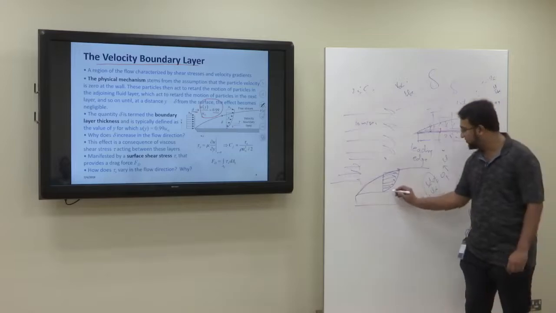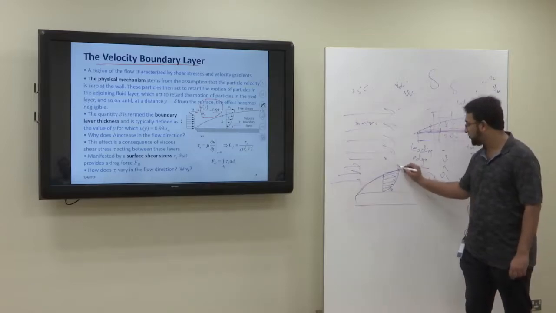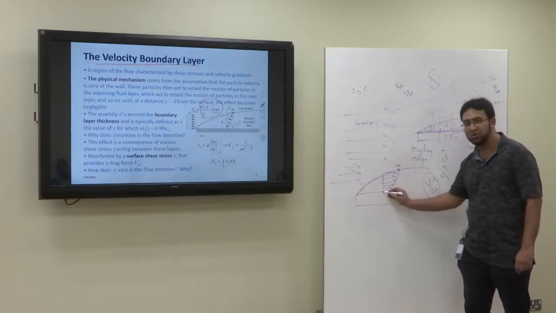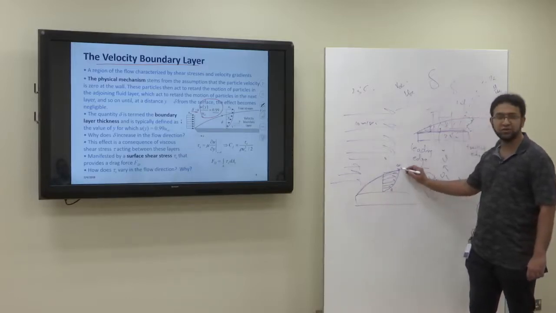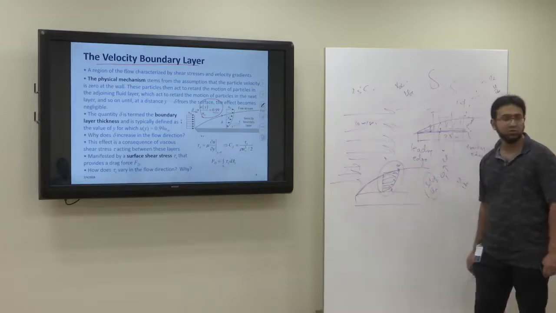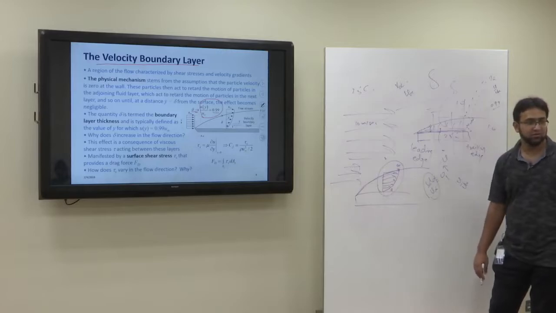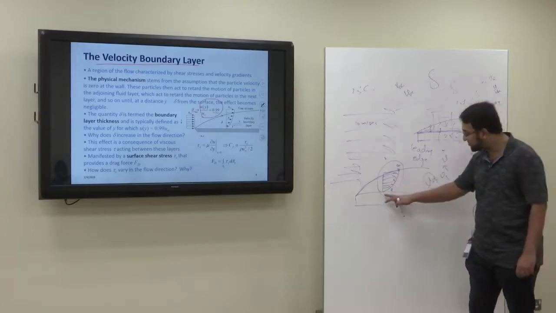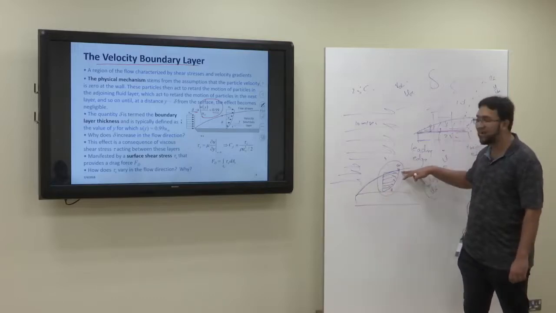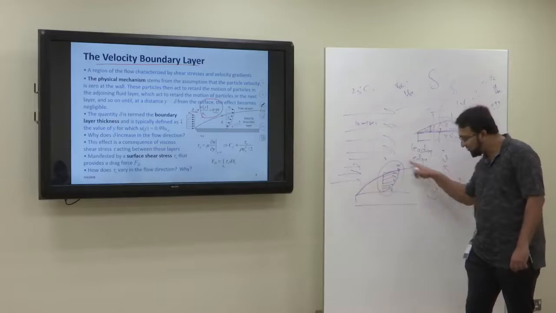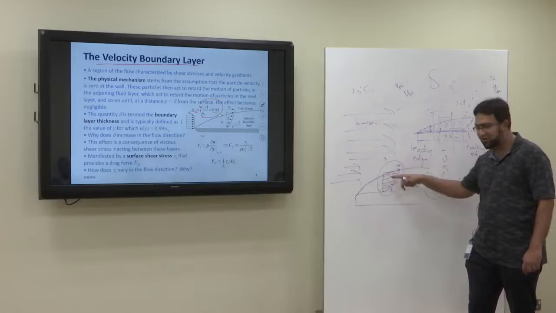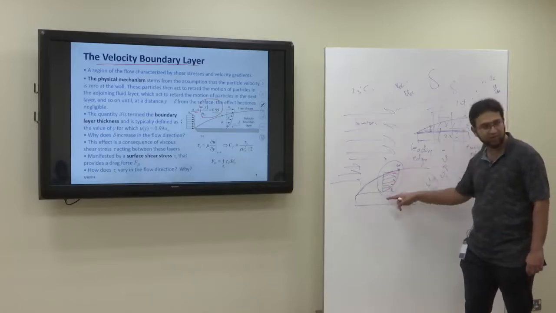So this is u, this is your u infinity. So u starts from 0 until it becomes equal to u infinity. And this is the shape of your velocity profile within the boundary layer. That's the boundary layer. Within the boundary layer, that's the velocity profile.